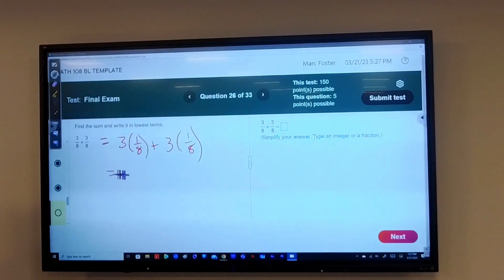Another alternate way to do this is, look, these are the same number. So 3/8 plus 3/8 just says 2 times 3/8. You could cancel the 2 and the 8. You know? 3/4.